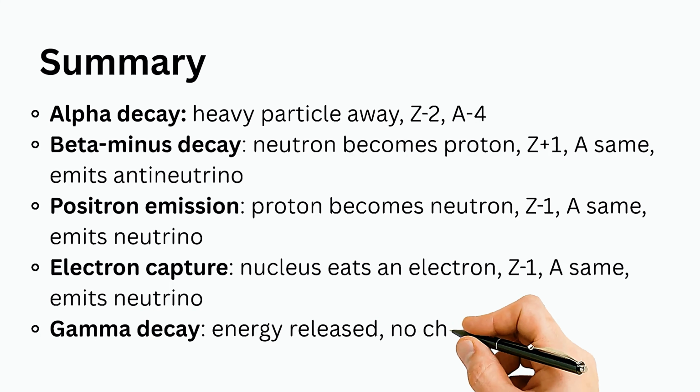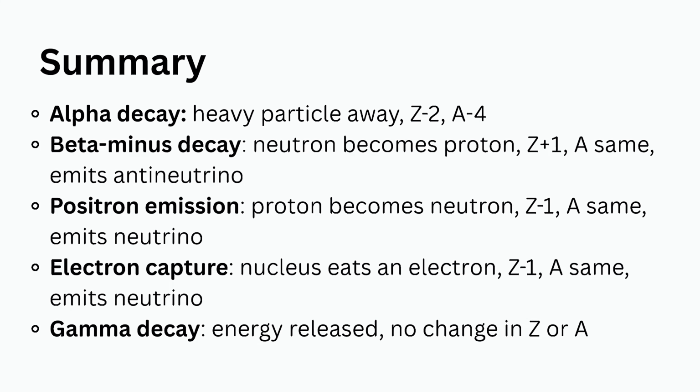By understanding these 5 types of decay, you can track changes in atomic number, mass number, and neutron-to-proton ratios.